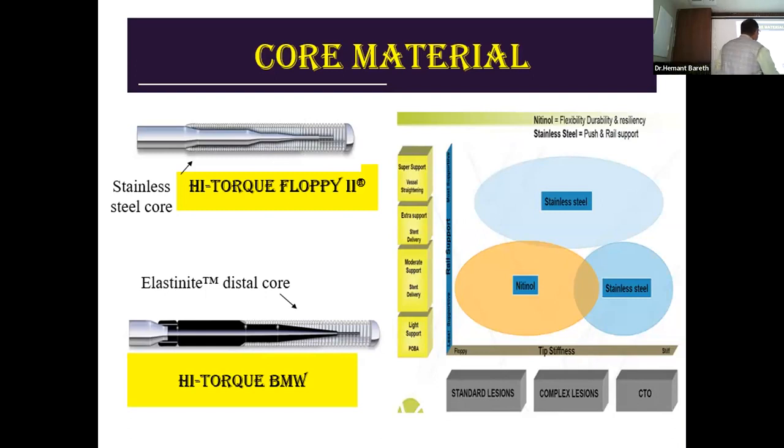And here you can see the importance. Nitinol will give you moderate support, but it will not give you high support. Right? So for standard lesions you use something like this, but for complex lesions you generally require a stainless steel core. For a simple lesion, Runthrough is another interesting wire, which is an alloy of stainless steel and nitinol. This is not exactly nitinol; it is something related to nitinol, Elastinite, which is a trademark product.